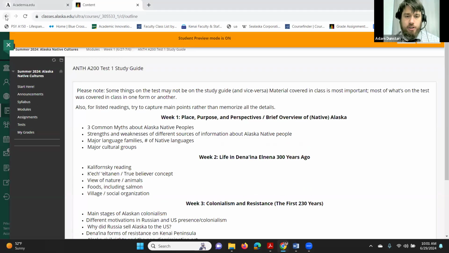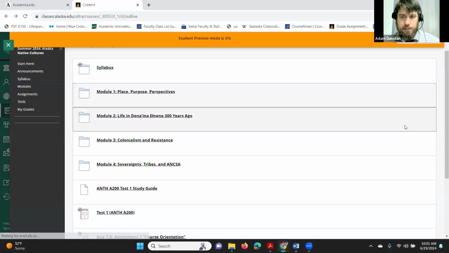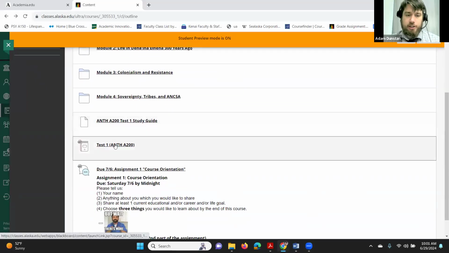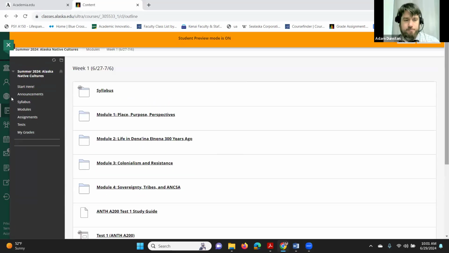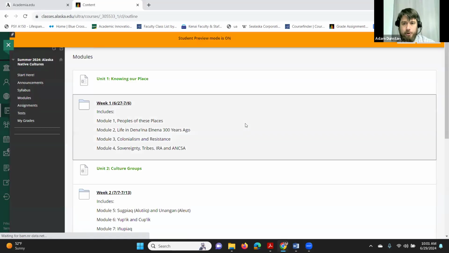So you'll have several modules for that week, several topics that you'll be covering, then a study guide that will tell you some things to study to get ready for the test, and then a link for a test if there's a test that week. There isn't always, but if there is. And a link to any assignment that's due that week. So modules is very, very important.